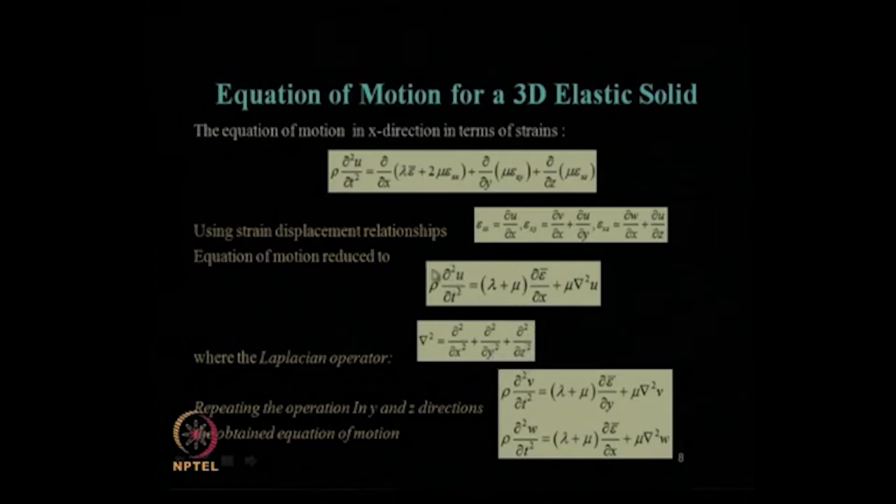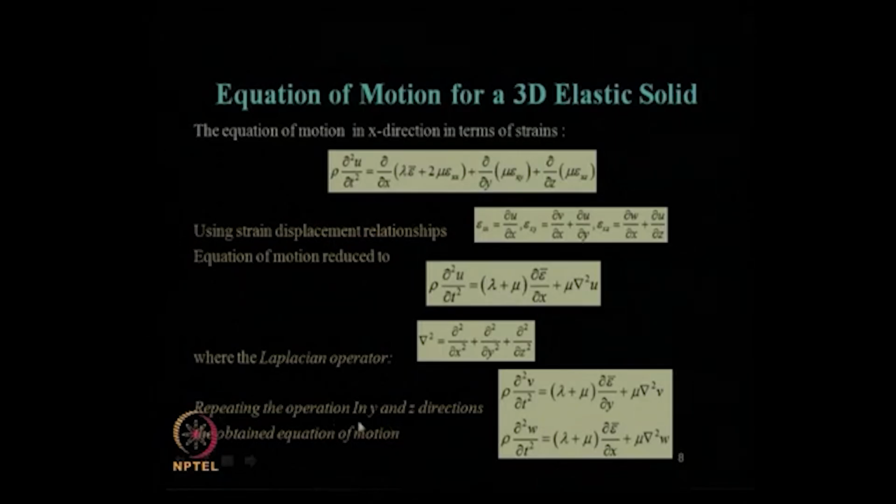So, basically this equation is now of the form rho times del square u by del t square equals lambda plus mu times del epsilon bar by del x, where epsilon bar is volumetric strain, plus mu times del square u by del x square plus del square u by del y square plus del square u by del z square. That is the total form of the equation.